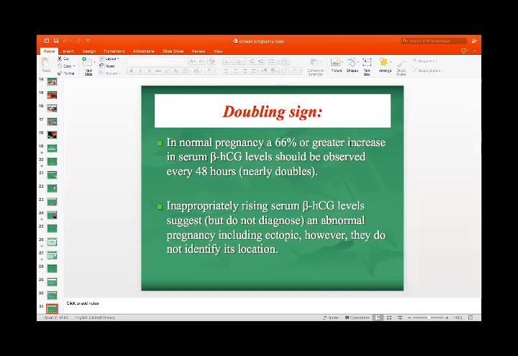In normal pregnancy, there is doubling of the beta HCG. A 66% or greater increase in serum beta HCG levels should be observed every 48 hours. So after every 48 hours, there is a doubling or more in the beta HCG levels. Inappropriately rising beta HCG levels suggest an abnormal pregnancy, which may be an ectopic pregnancy or a failing uterine pregnancy.